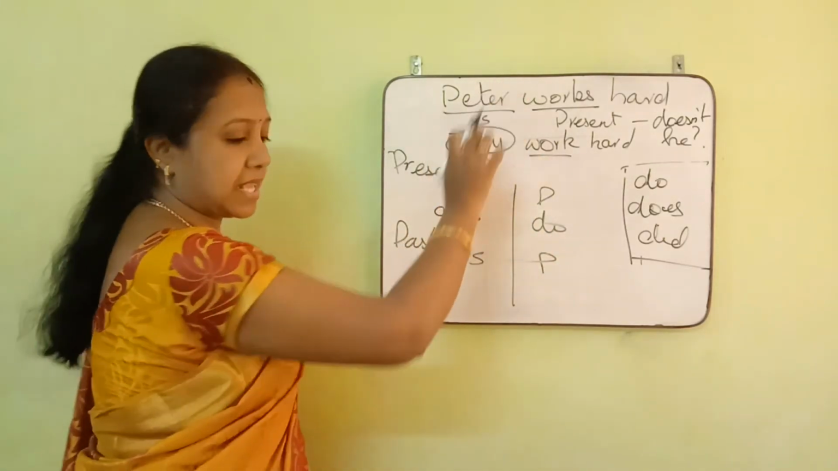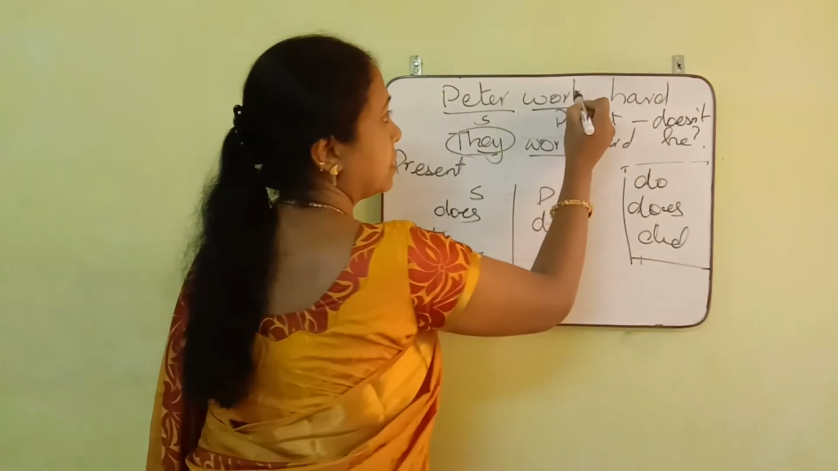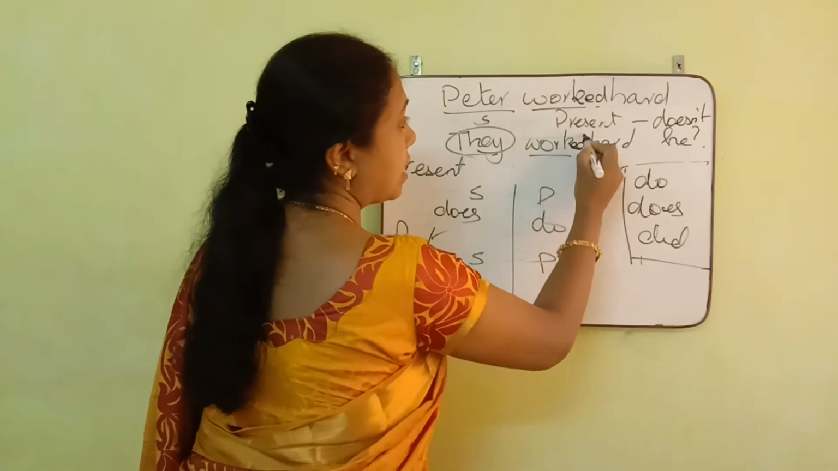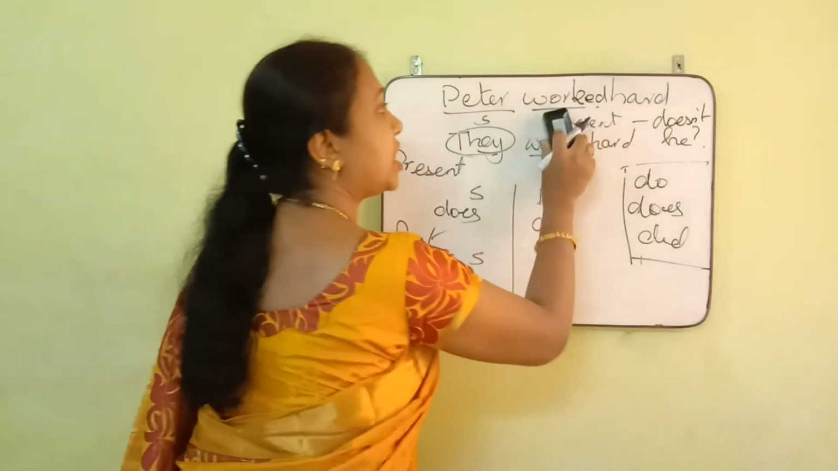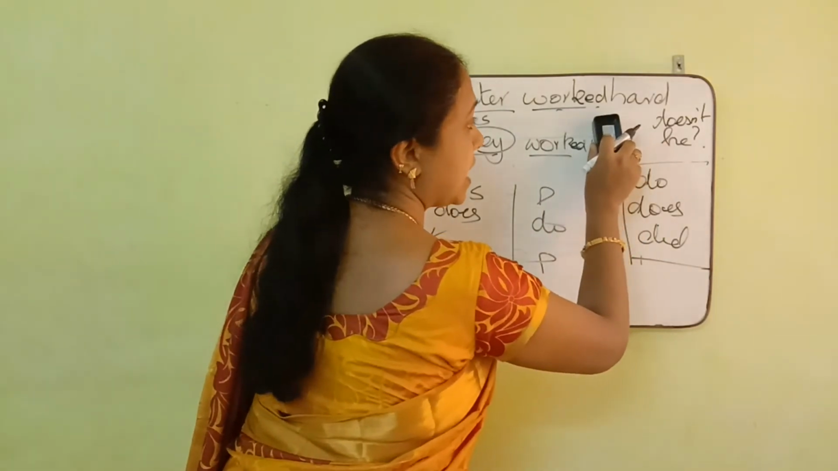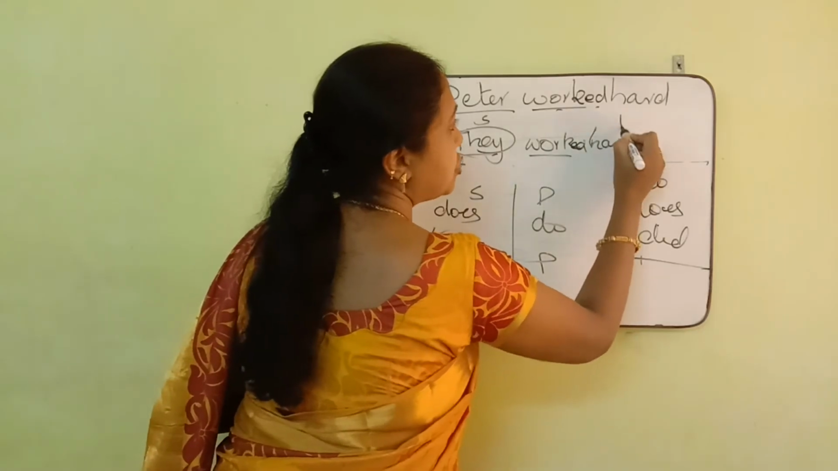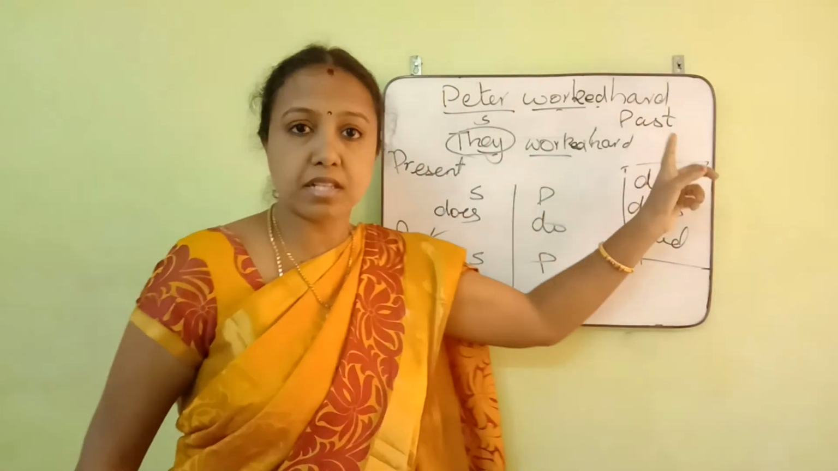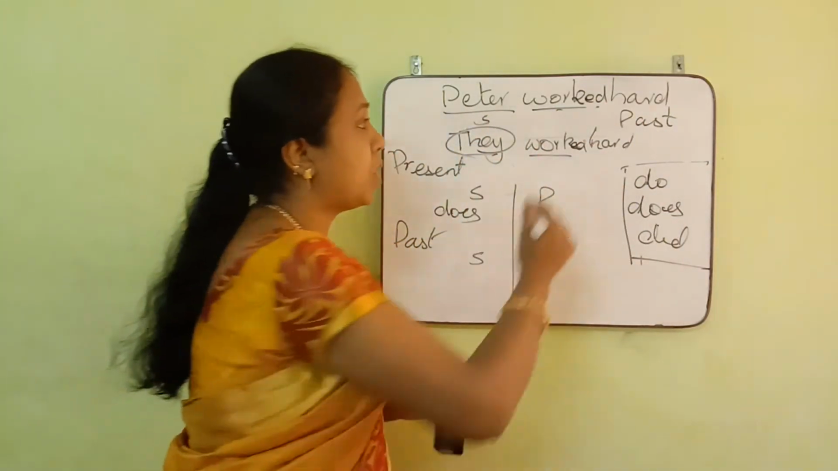Now, the same example, the same formula. Peter worked hard. They worked hard. I changed the sentence into past tense. First it was present tense. Now the same sentence I changed into past tense: Peter worked hard. They worked hard.